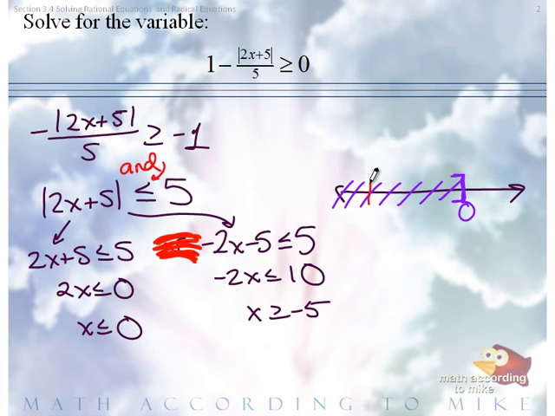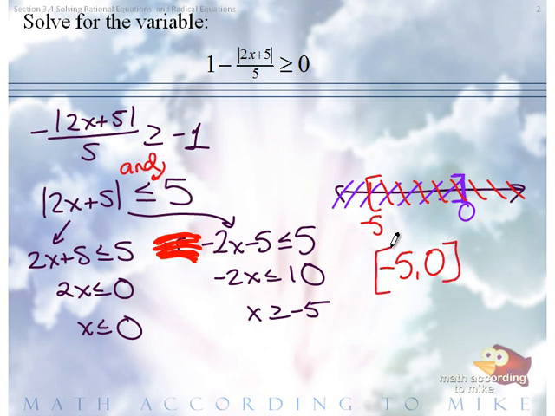Here's -5. Left or right? With a bracket? Yep. So AND says take whatever, wherever they overlap. So for what values of x do they overlap? -5 to 0. So any number between -5 to 0 will make that inequality true.